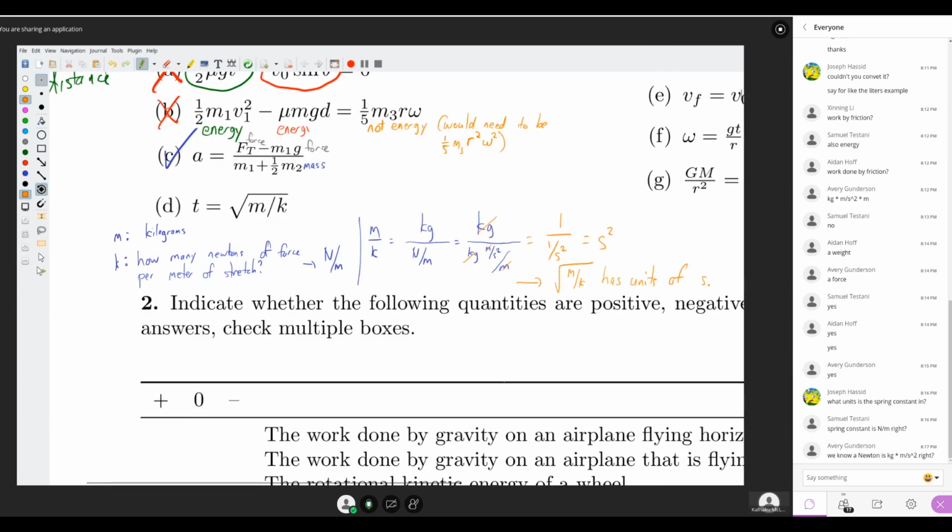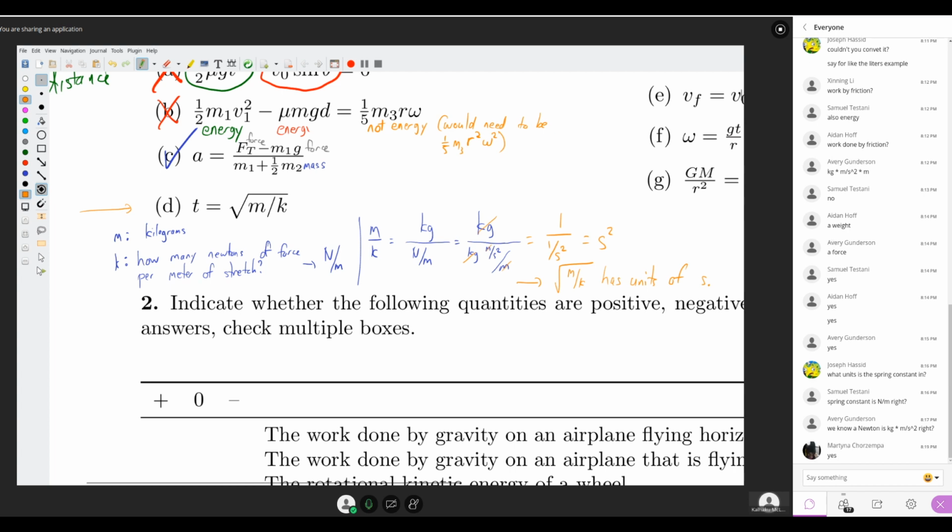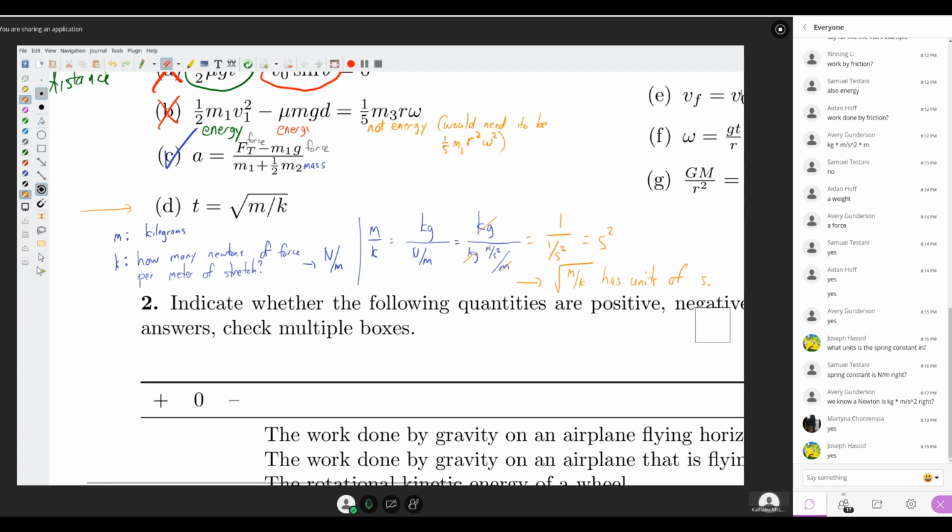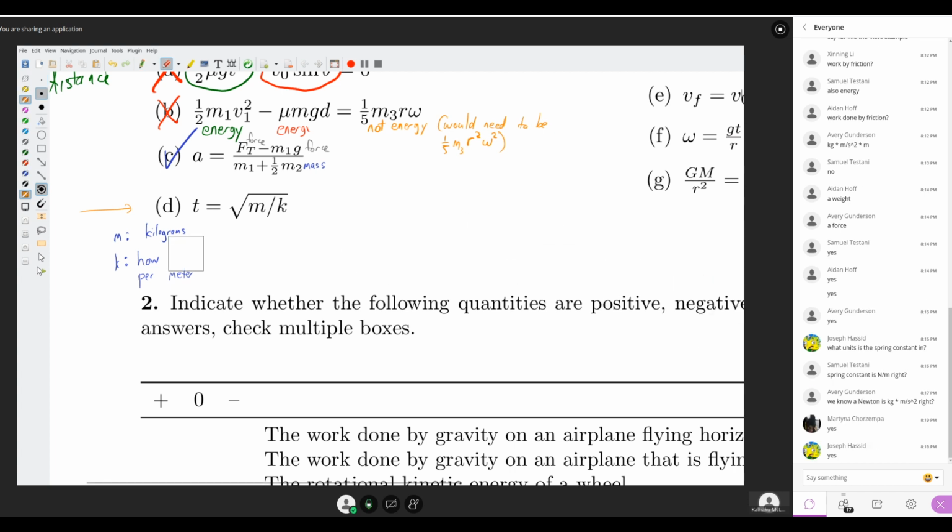So any questions about how we did that? We just took apart the units of k. We saw, okay, k is a newton per meter, which is a kilogram meter per second squared per meter, and then canceled everything and then took the square root of those units. So does equation D make sense? Yeah, it does, because it has units of seconds, and that was supposed to be a time. So this one is yes.